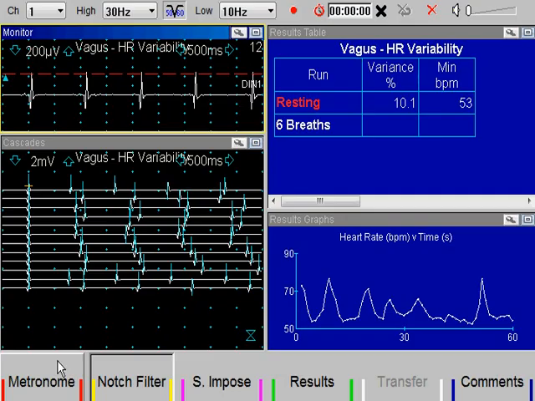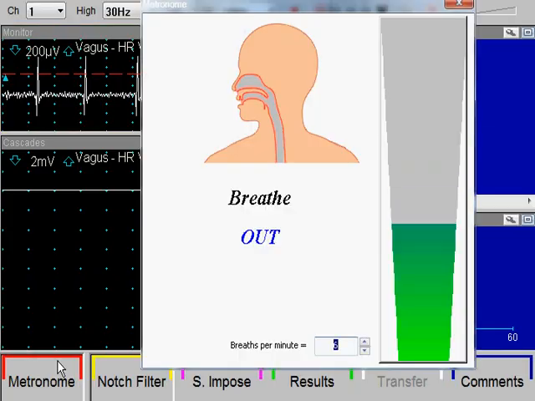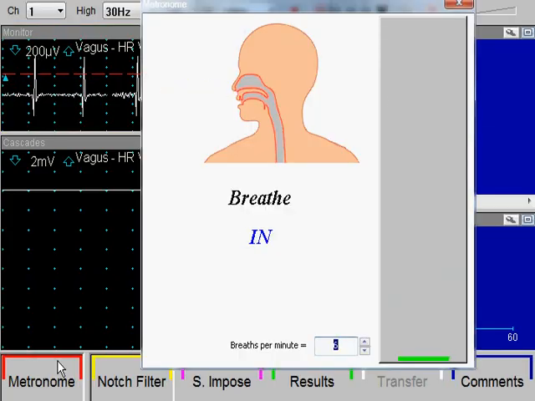We are now ready to record the variability using paced breathing at 6 breaths a minute. Push the next trace key so that this data is saved. And let's turn on the metronome. This will assist the patient to breathe at 6 breaths a minute. Then start collecting data.